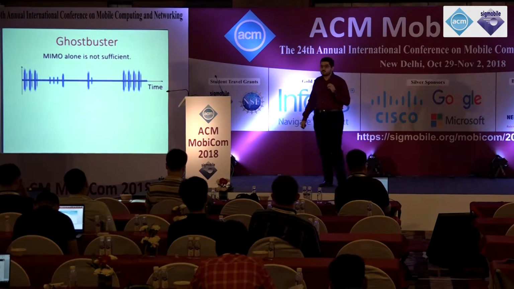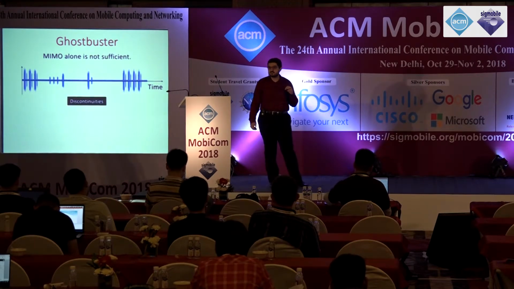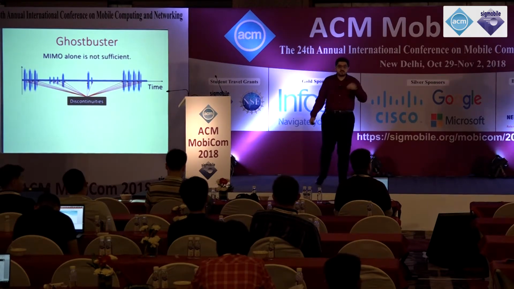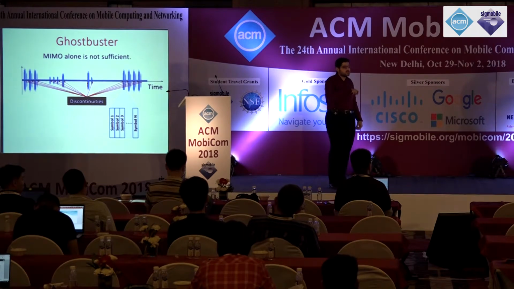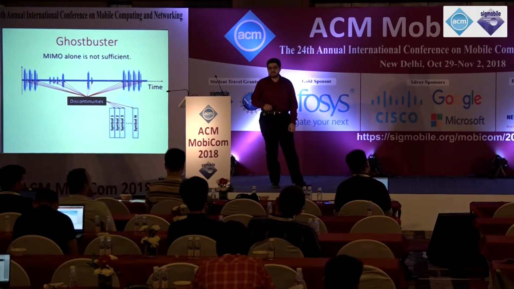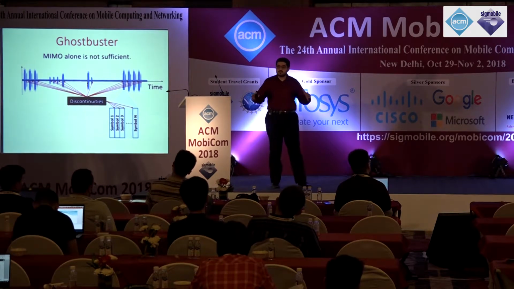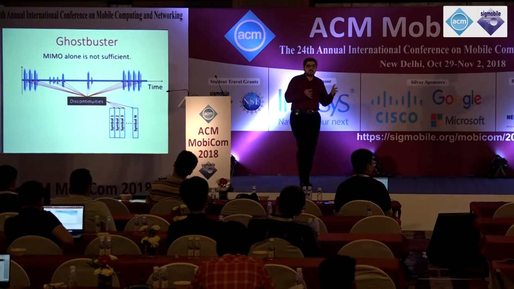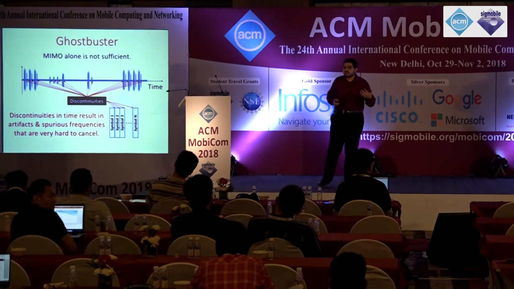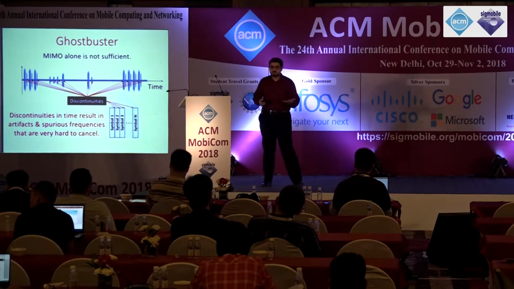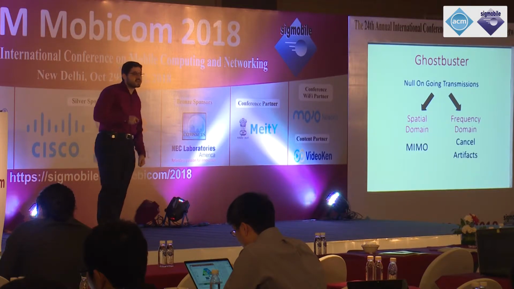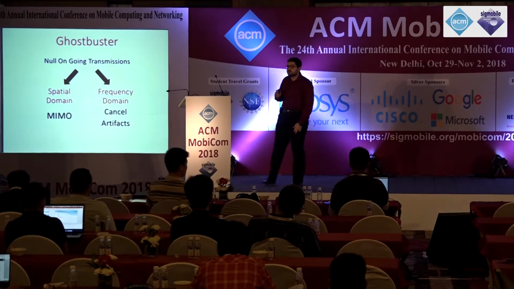And when you do that, what you get is a lot of discontinuities in your signal. These discontinuities will appear at the packet boundaries. They will also appear inside each packet. So inside each packet, there are multiple symbols. And at the symbol boundary, there's discontinuities in the time signal. Now, discontinuities in time domain translate to what in frequency? They actually generate artifacts and spurious frequencies that are very hard to cancel. So really what we need to do is we need to also cancel these artifacts in the frequency domain to be able to recover the leakage.